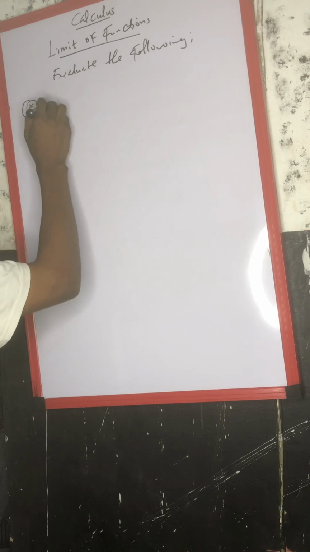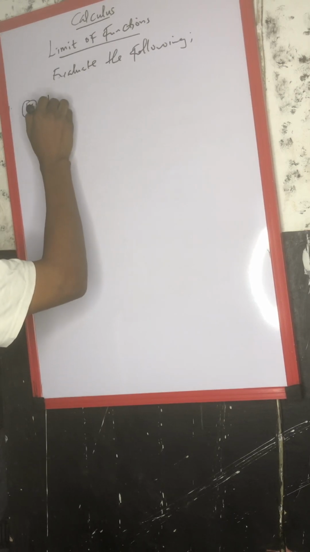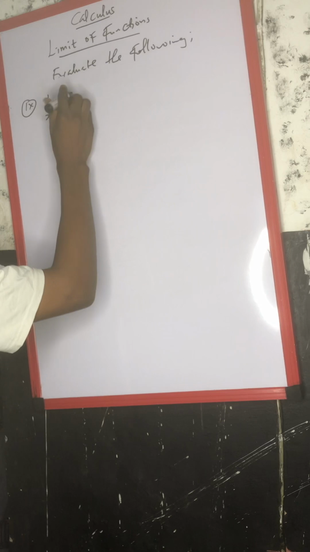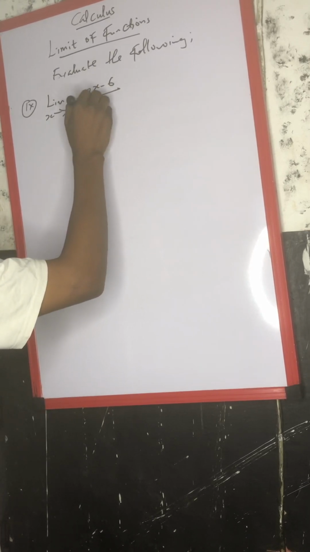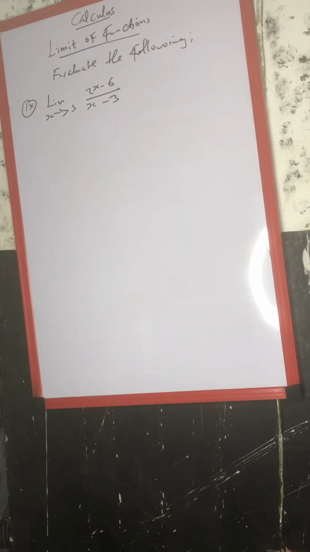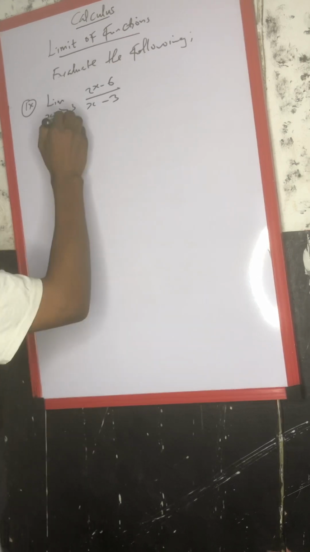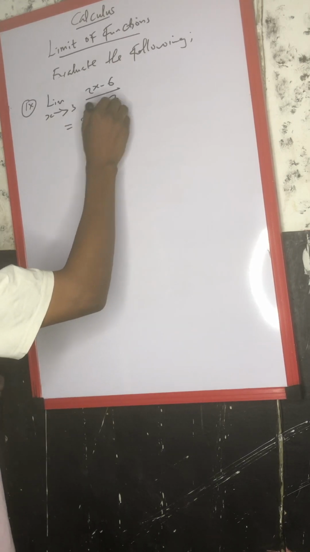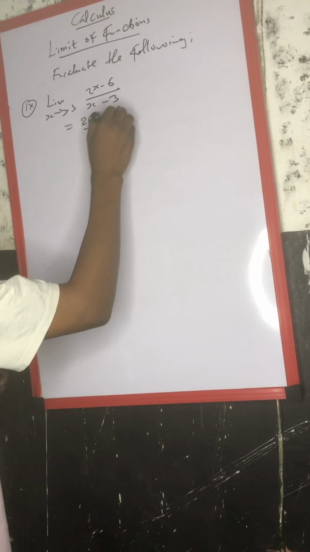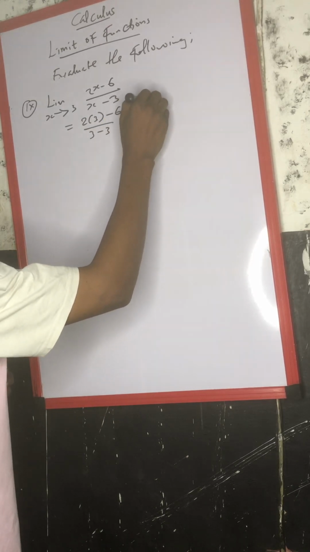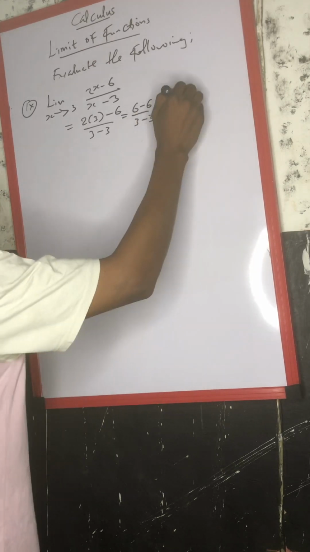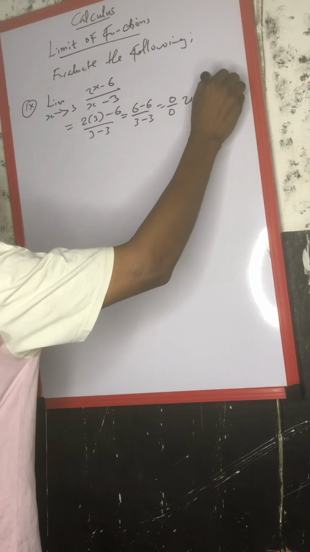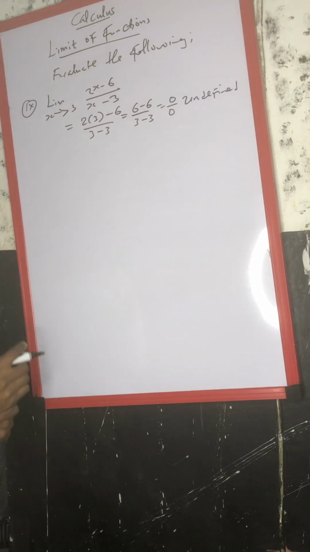So number 9, we have the limit as s approaches 3 of (2s - 6) over (s - 3). Unlike the last one, this is a normal linear equation. So the first step is to substitute. We have 2(3) - 6 all over 3 - 3, which gives us 6 - 6 over 3 - 3. That is 0 over 0. 0 over 0 is what? Undefined.